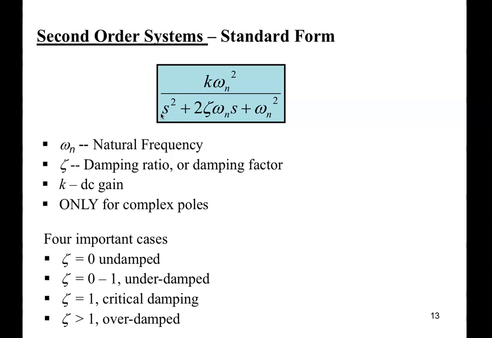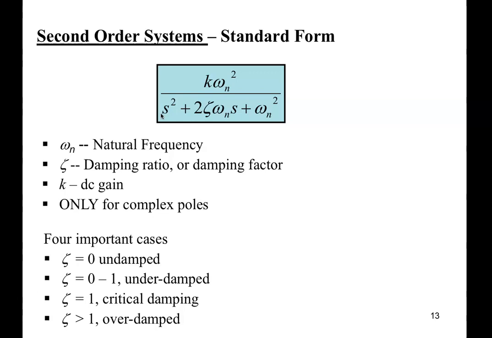Damping equals 1. That's a critically damped system. That's where you have two real identical poles, as if you have two identical first order systems connected in series or in cascade form.